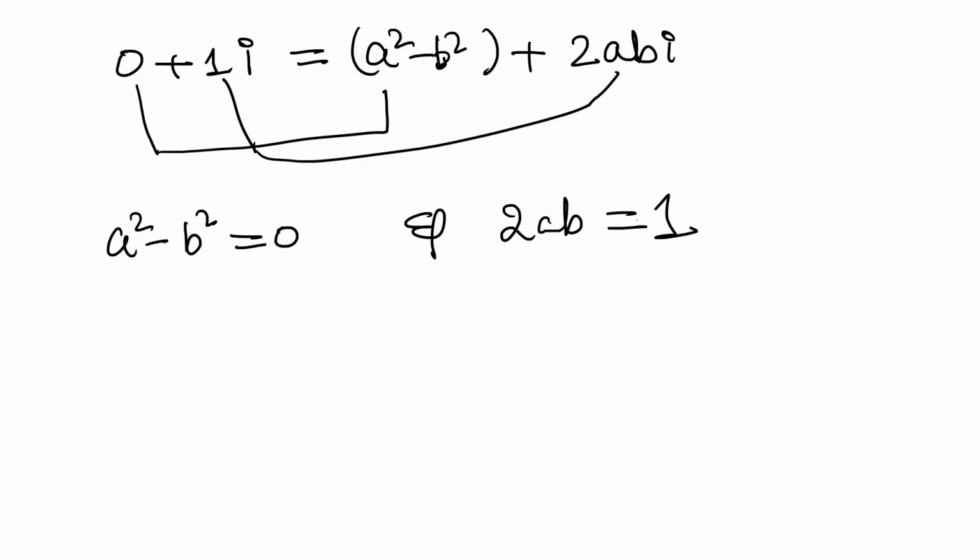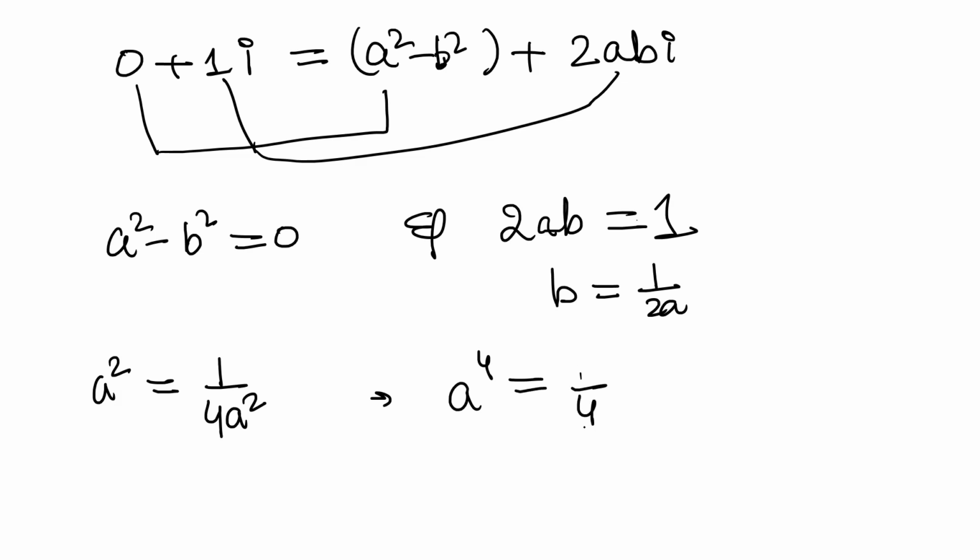Let's start from the second equation. Twice of ab equals 1, so I can get b equals 1 over 2a. And we can substitute this value of b in the first equation. We get a square equals b square. b square is basically 1 over 4a squared, right? So we can transfer a square to the left side and we get a raised to the power 4 equals 1 over 4.